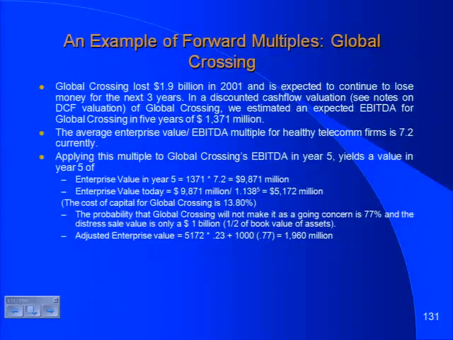Notice it's not zero because I'm looking at the enterprise value, not the equity value here, so it's going to be a little different. My estimated value for Global Crossing, adjusting for distress and time value, will be 1.96.